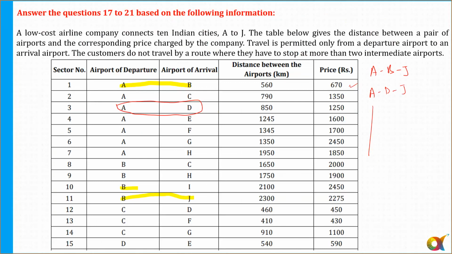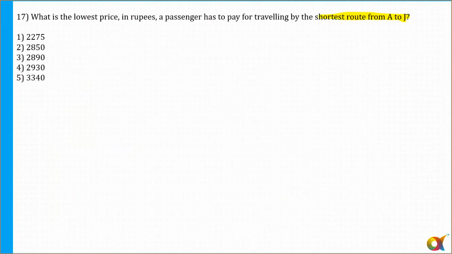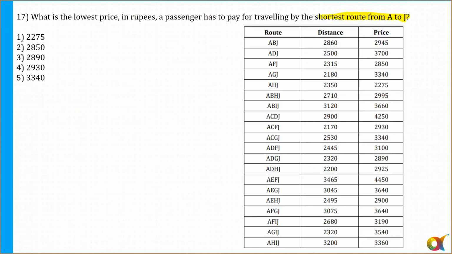There are how many possibilities are there? I have compiled all the table in this data. So these are the possible routes from A to J. How many routes are there? 1, 2, 3, 4, 5, 6, 7, 8, 9, 10, 11, 12, 13, 14, 15, 16, 17, 18, 19, 20. So there are 20 different routes. So first I need to make the combination of these 20 routes for distance and price, which is a time consuming process here.